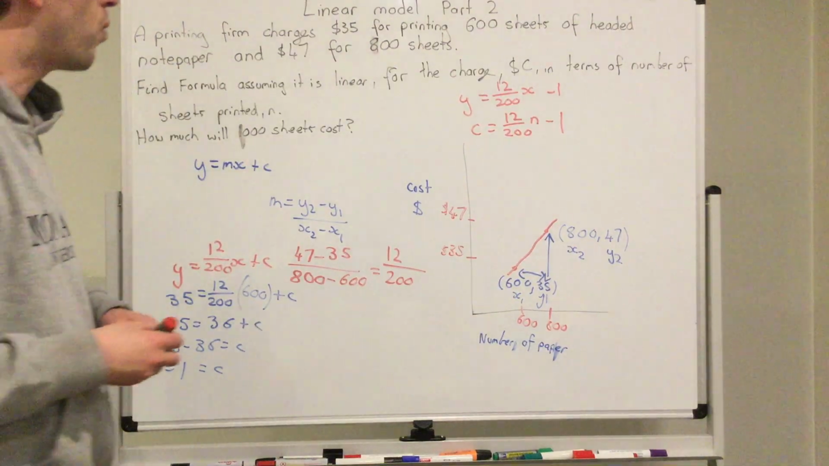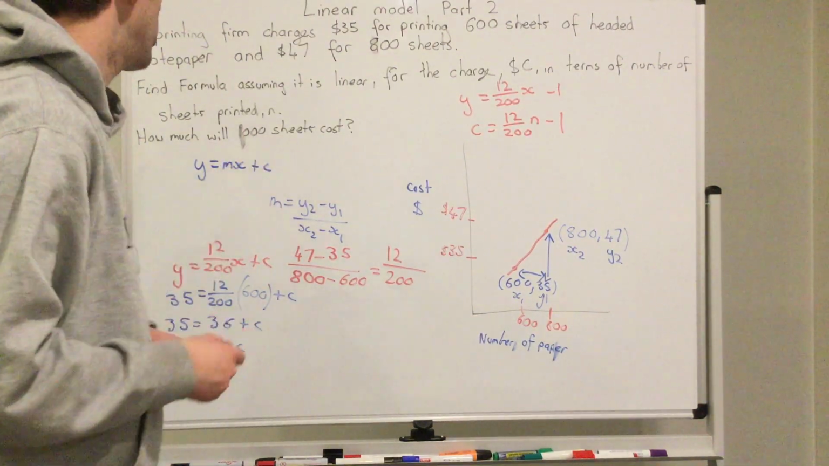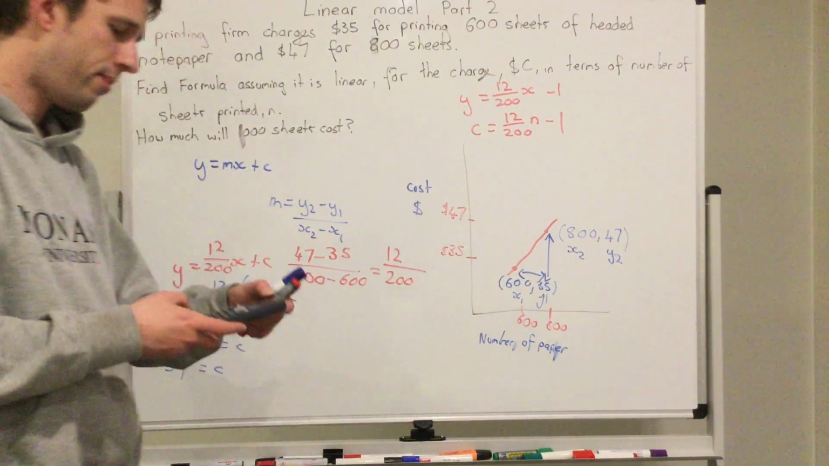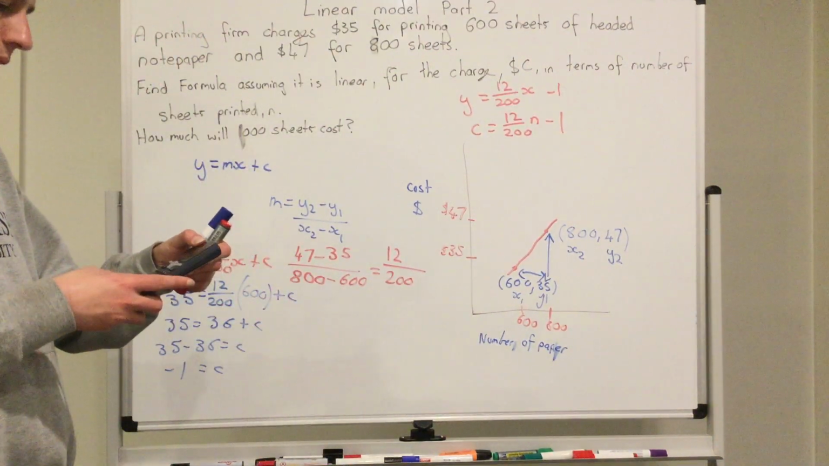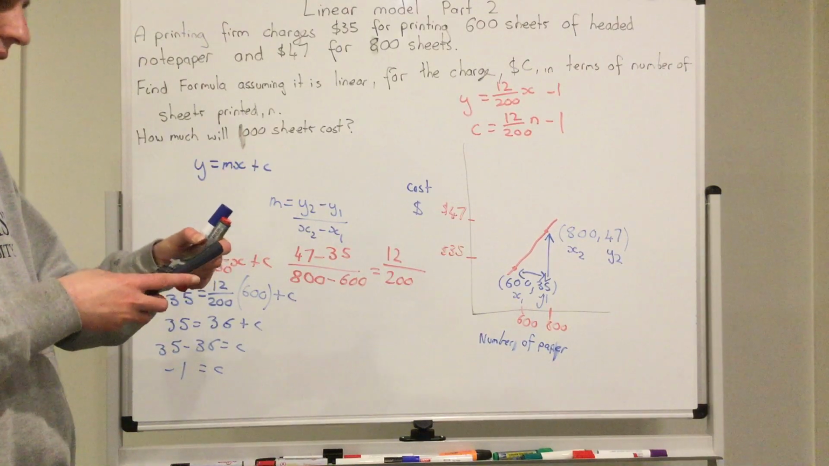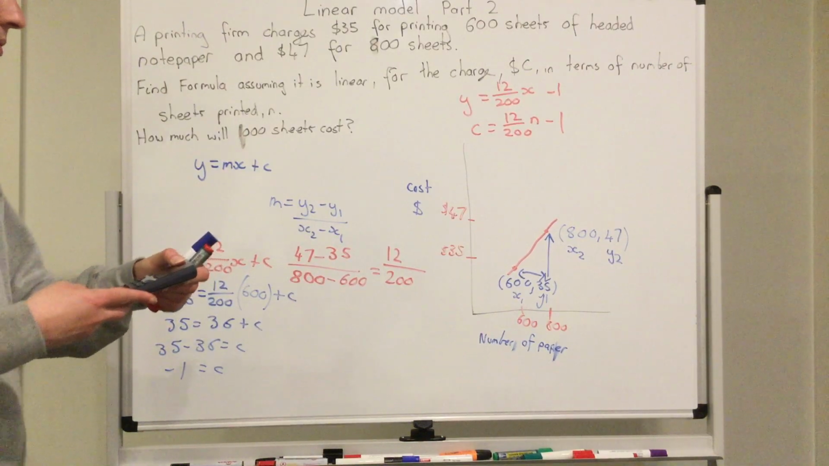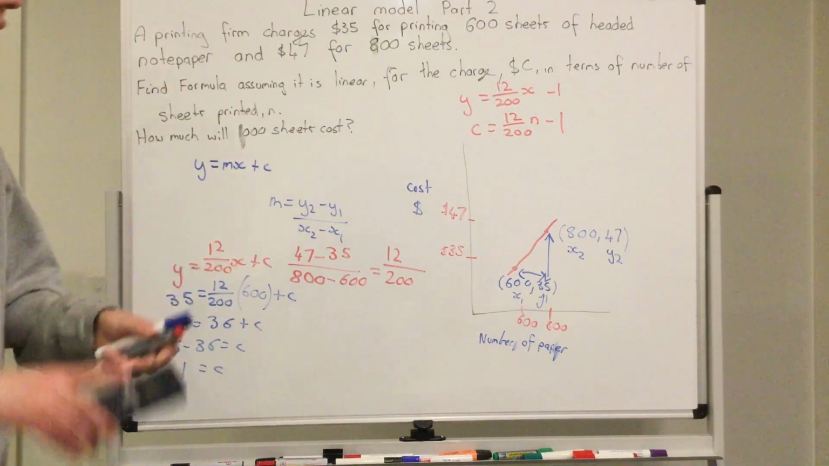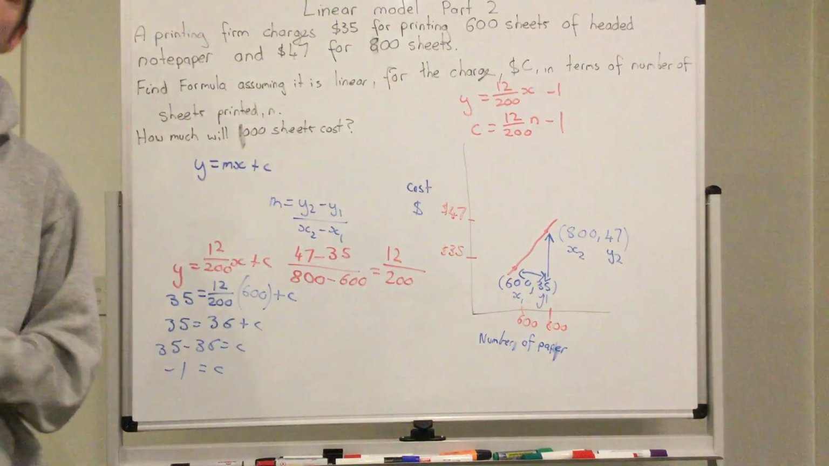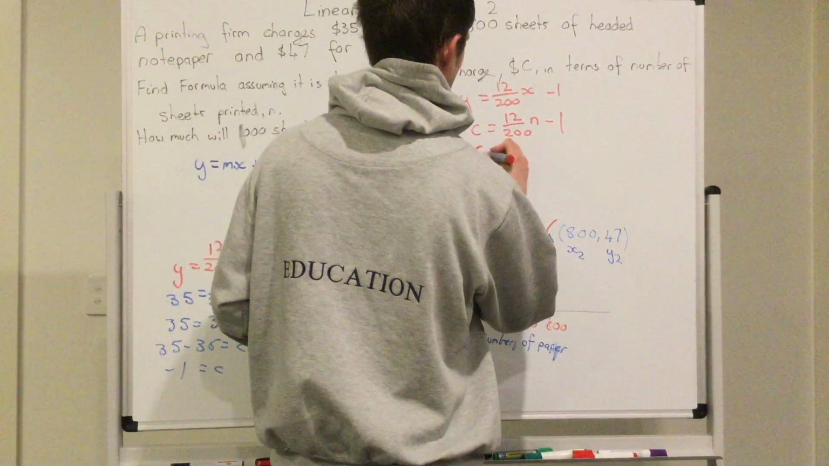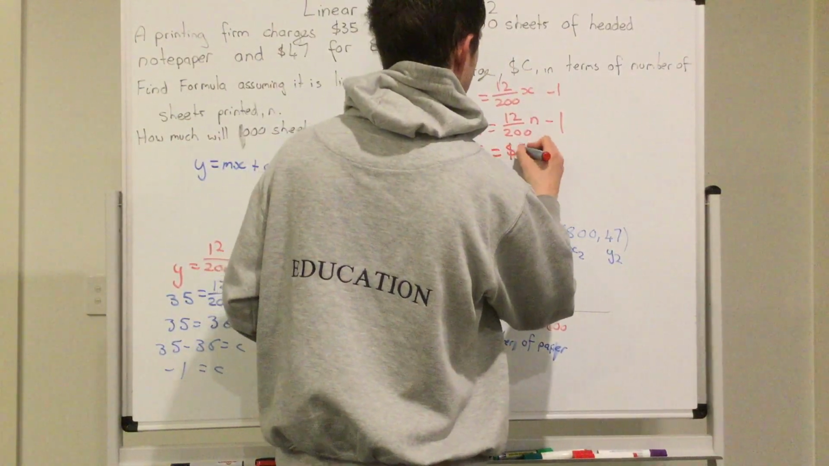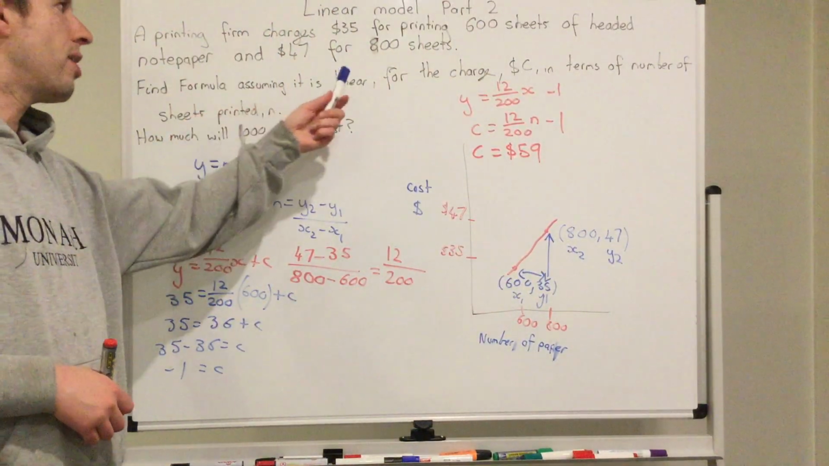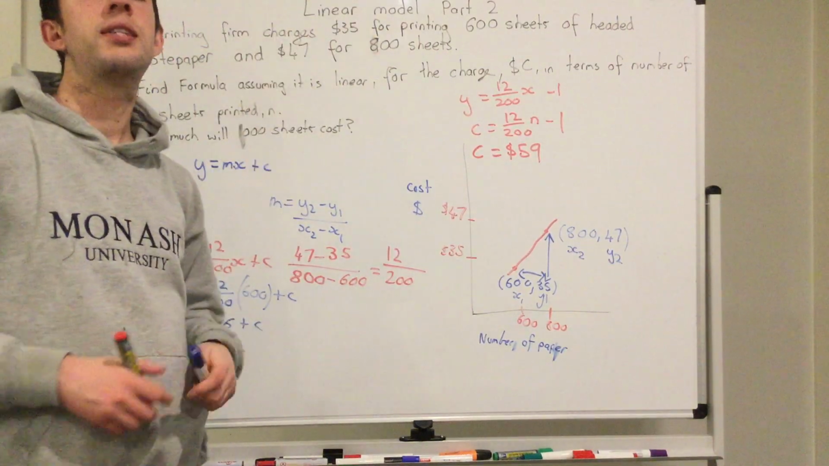So now we've got that, we can find out how much it is going to cost for 1,000 sheets. We can substitute 1,000 into n: 12 divided by 200 times 1,000 minus 1, and it should equal $59. So the cost will equal $59, and that is if our value for each of the papers is exactly the same.